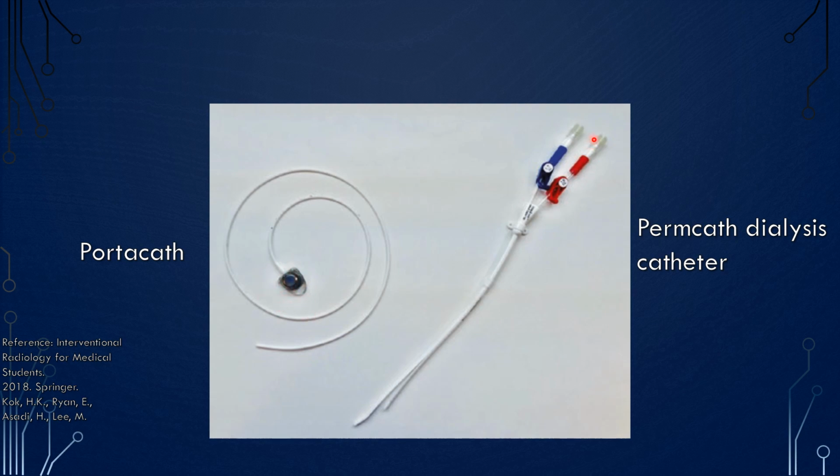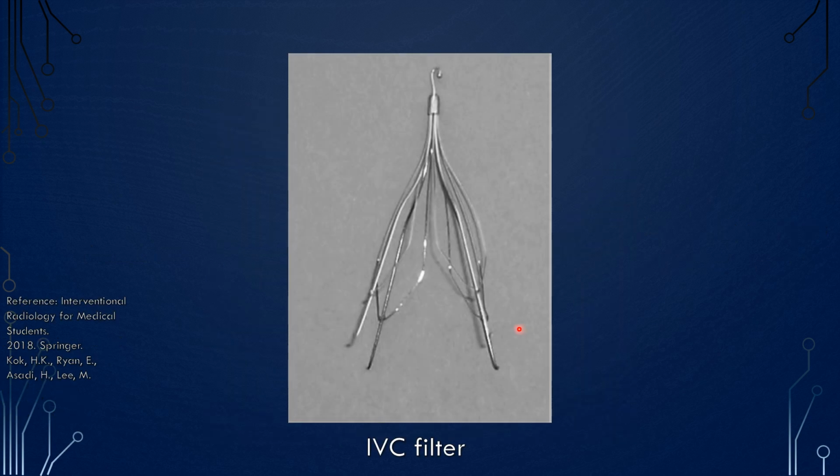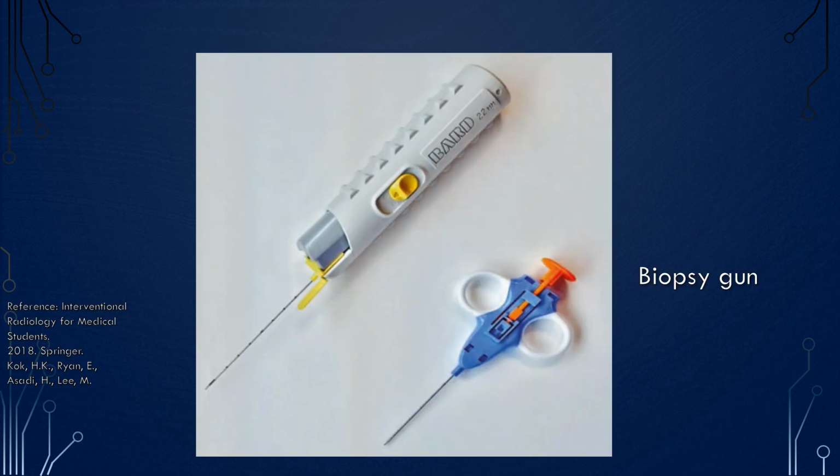This is a permcath dialysis catheter that's used for hemodialysis. This is implanted in a subcutaneous tunnel, and that part goes all the way to the central circulation. It's a relatively large catheter and can withdraw a good amount of blood for the hemodialysis machine. This is the IVC filter, similar to the one that we inserted into the patient earlier on. Remember the patient that we had to remove the IVC filter when it's not indicated anymore? This is an example filter.